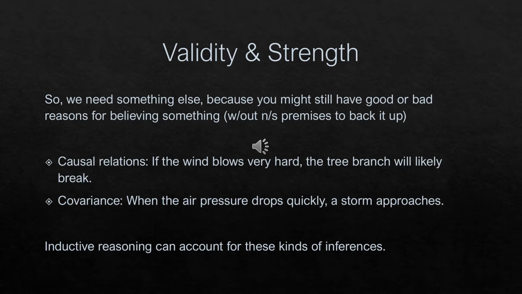If the wind blows very hard, then that tree branch is likely to break, right? So that's not a guarantee, right? The wind could blow pretty hard and maybe that tree branch will stay up there. But in this case, that seems like a pretty plausible conditional, but that conditional doesn't give you a necessary condition, right? It's not the case that the wind must blow very hard for the tree branch to break, right? The tree branch could just fall off on its own.